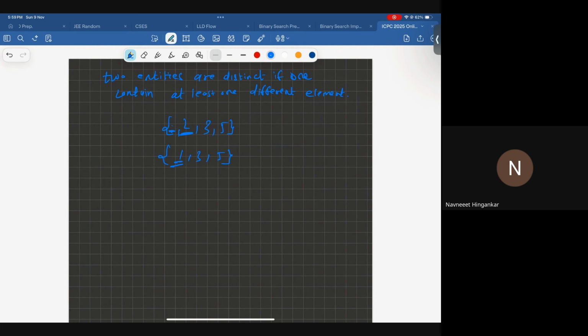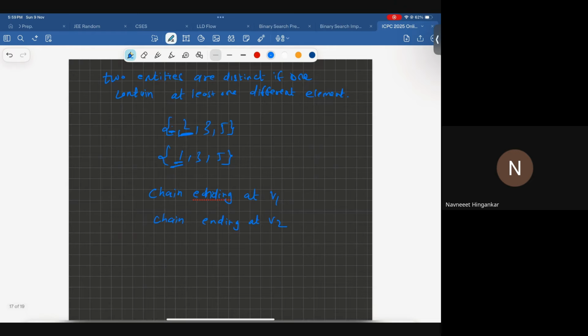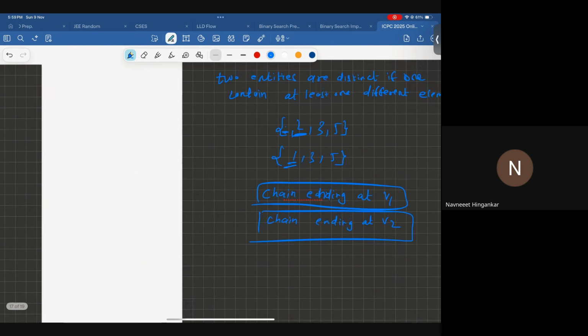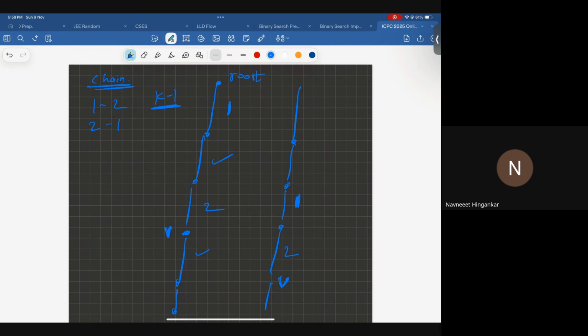That's it. So to count the total number of solutions, it will be based similarly: a chain ending at V1 is different from a chain ending at V2. Both of these chains are different, obviously. You can see here, this is ending here, this is ending here. So all we need to find is how many chains we can place if it is ending on vertex V.